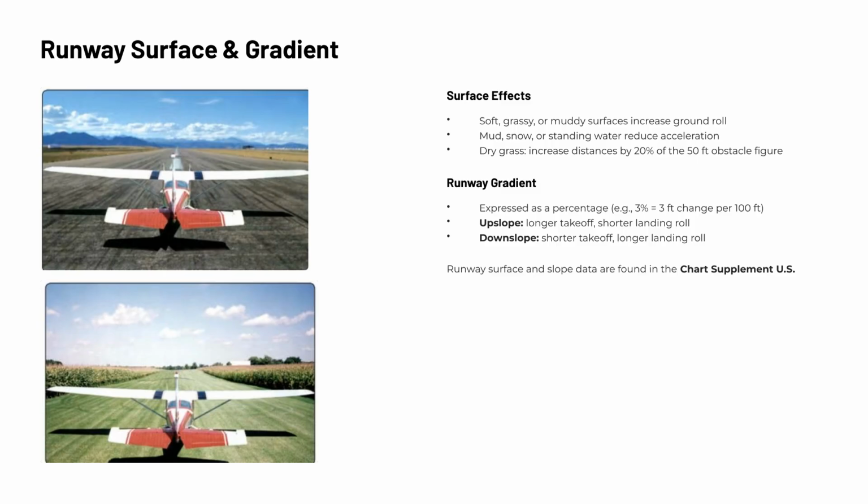Runway gradient refers to the slope of the runway, expressed as a percentage. A 3% gradient means the elevation changes 3 feet for every 100 feet of runway length. When departing upslope, gravity is working against you, so expect a longer takeoff roll. However, that same upslope works in your favor on landing, helping to slow the aircraft and shortening your landing roll. The opposite is true for a downslope runway. You'll accelerate faster on takeoff, but require more distance to stop on landing. You can find both runway surface type and gradient data in the Chart Supplement US, so make it a habit to look up this information for any unfamiliar airport before you fly.